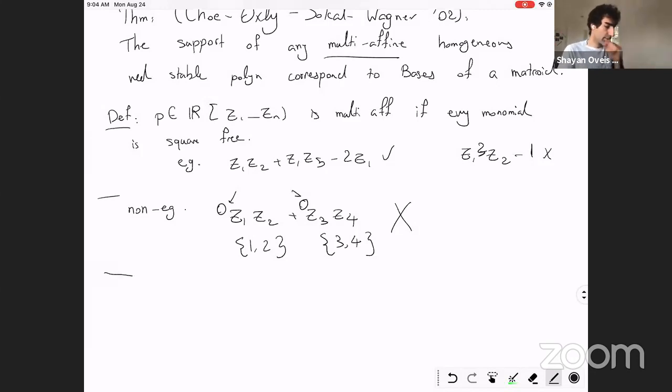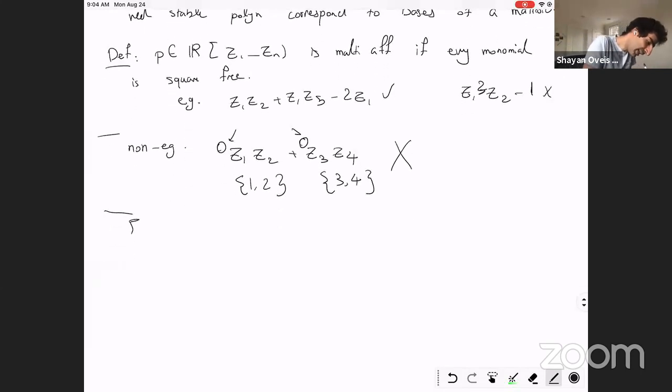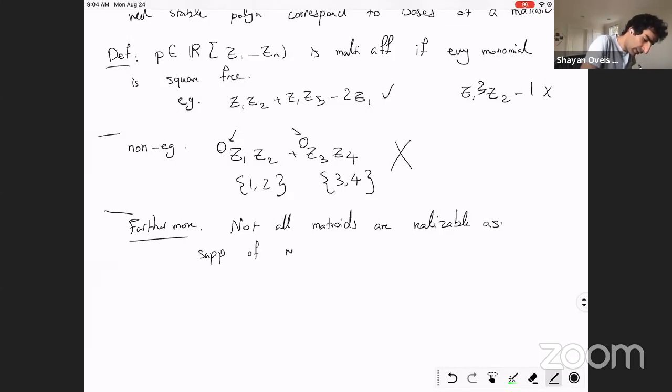So this is the immediate limitation of this framework: you cannot realize all possible set systems. You can only hope to realize matroids. And furthermore, you cannot realize all matroids. I'm not going to spend time on it, but let me just say it informally: not all matroids are realizable as the support of a real stable polynomial.